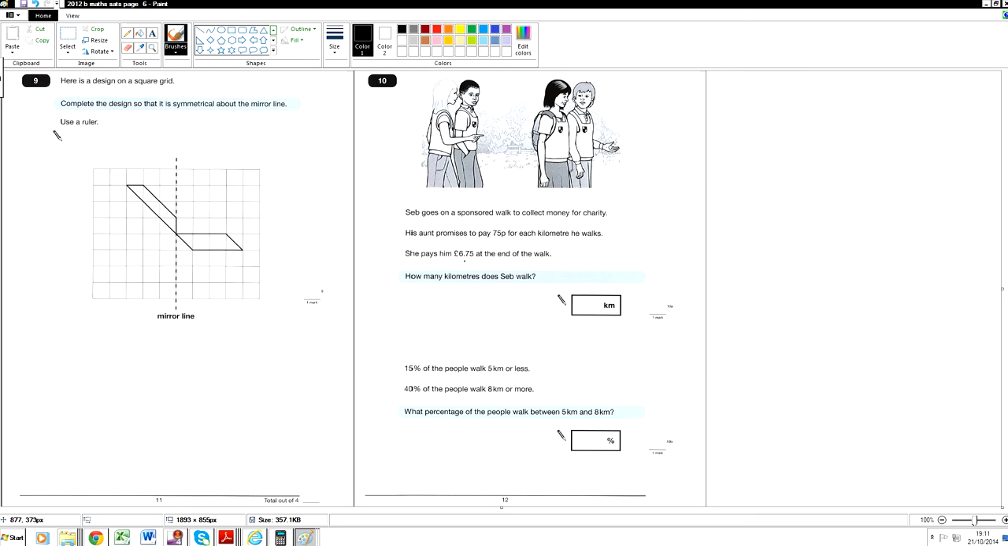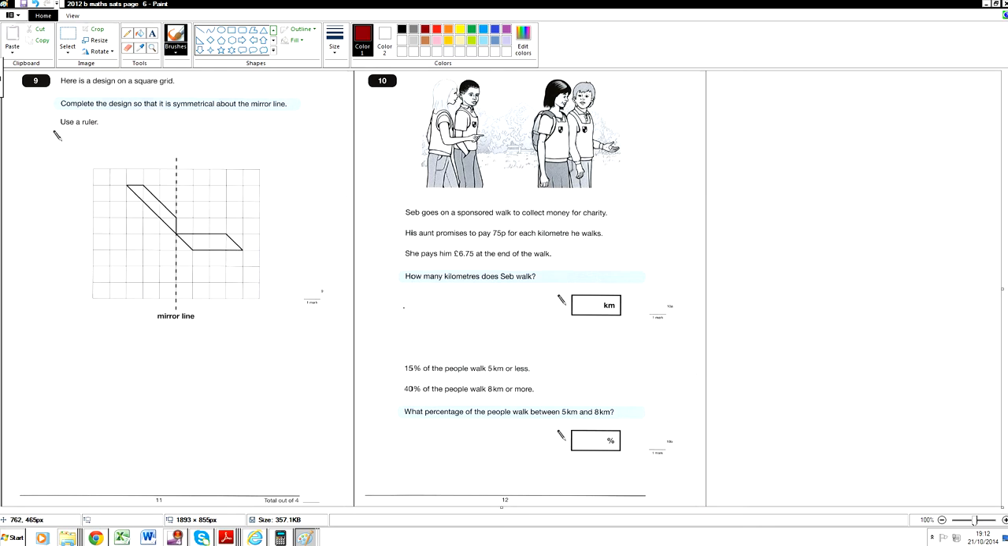Okay, she pays him £6.75 at the end of the walk. How many kilometers does Seb walk? So now what I need to know is, what is the calculation? How did you do it? Okay, go on then. Who's going to give me a technique for that question? How do you work out how many kilometers you walked?